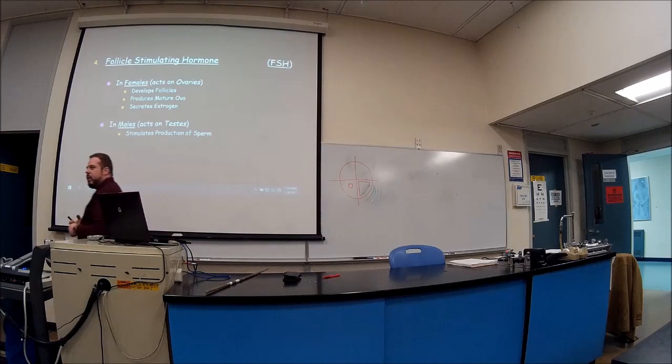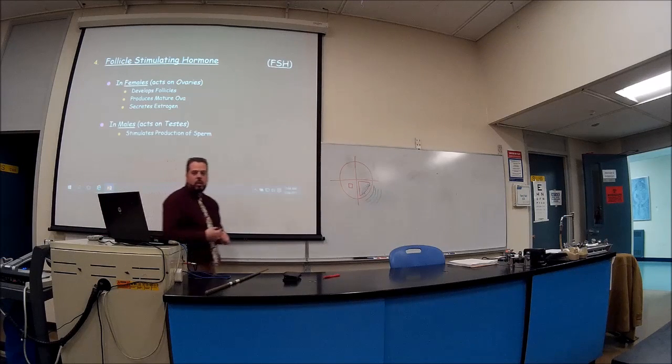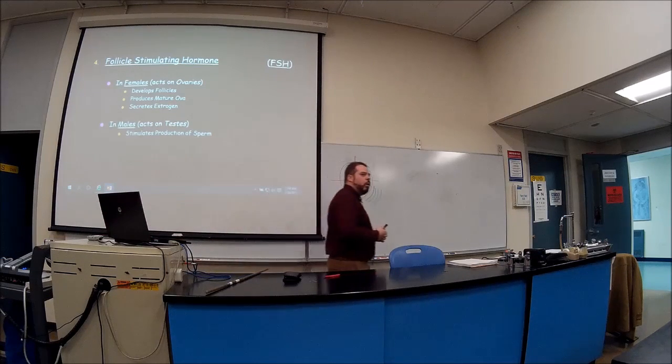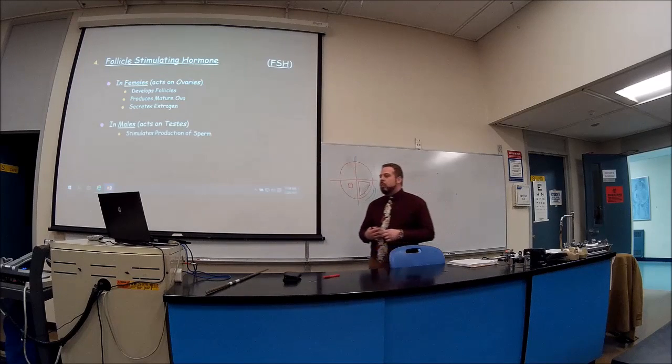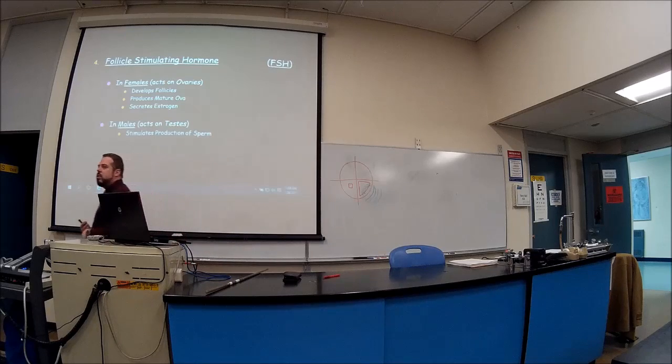We also have FSH, follicle stimulating hormone. In females, it acts on the ovaries to develop these egg sacs called follicles, produces the mature egg or ova, and secretes estrogen. In males, it acts on the testicles or testes, and this is what's going to make sperm.